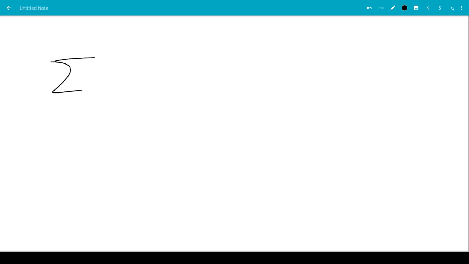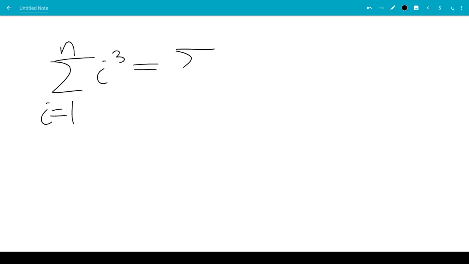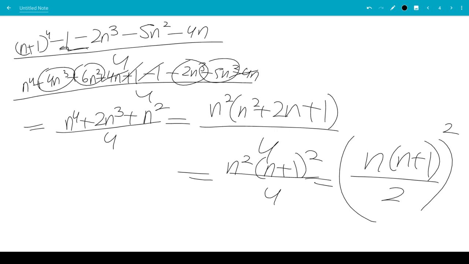So interesting identity. The sum as i goes from 1 to n of i cubed is the sum as i goes from 1 to n of i, whole thing squared, because that's (n(n+1)/2) squared. So that is the end of the video.